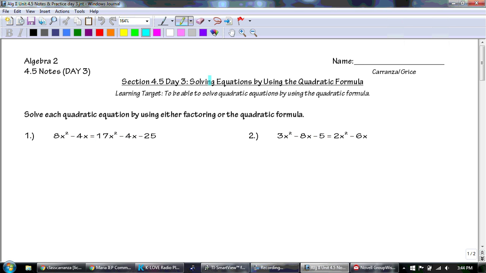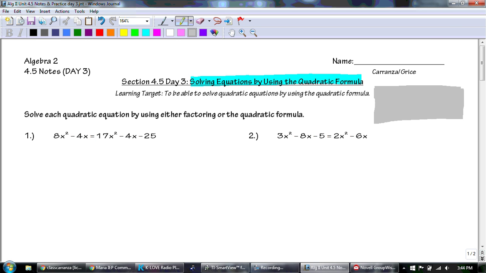Today we're going to be talking about solving equations by using the quadratic formula. Our learning target today is to be able to solve quadratic equations by using the quadratic formula. So, if you forgot what the quadratic formula is, I'm going to write it down right over here.